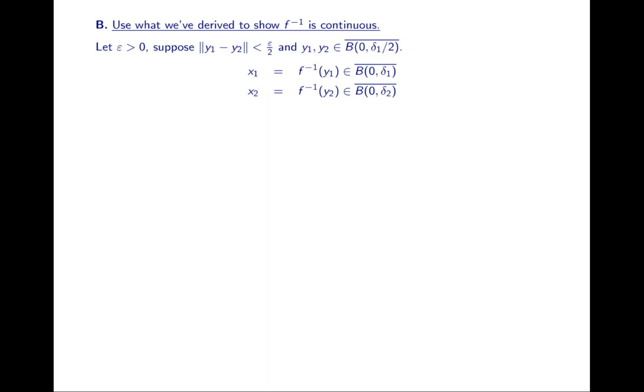Now let's use what we've derived to show that f inverse is continuous. As you might imagine, we're going to start with: let epsilon be greater than 0. Suppose the norm of y1 minus y2 is less than half of epsilon, and that y1 and y2 are both in the closed ball of radius delta 1 over 2. Well, if x1 is f inverse of y1, and of course we're guaranteed that there's a unique x1 for that y1, and x2 is f inverse of y2, we know that the inverse maps the ball of half a delta 1 radius to the ball of a full delta 1 radius. So we know x1 and x2 are both in the ball of radius delta 1.